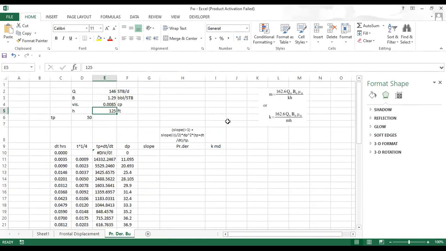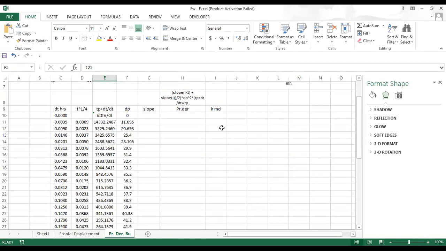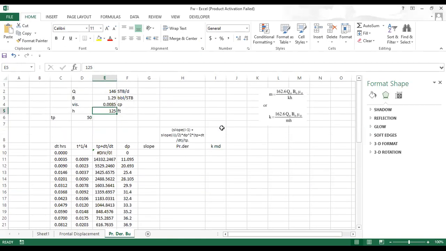And our objective is to first construct the pressure buildup graph. Let us see how the pressure buildup graph will be constructed. Then we can go for permeability measurement. Then after that, we will go for derivative pressure measurement. With that, we will go with flow regimes.